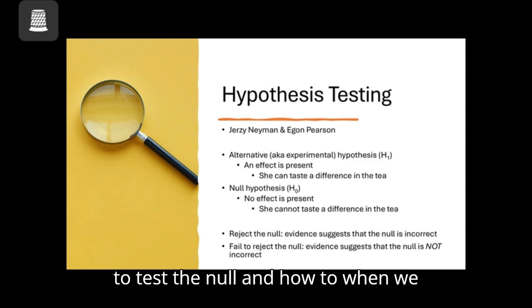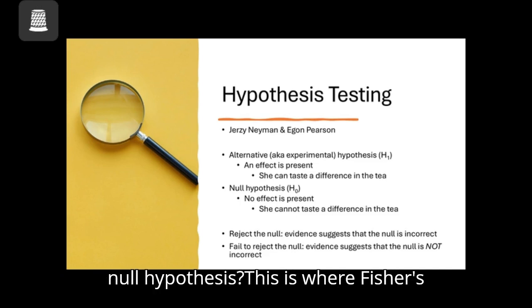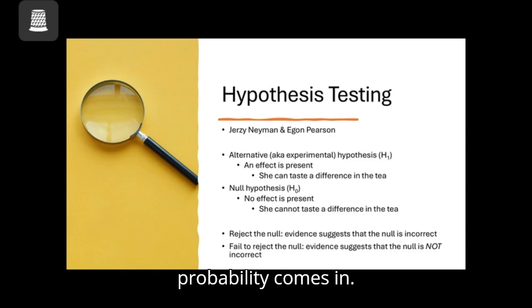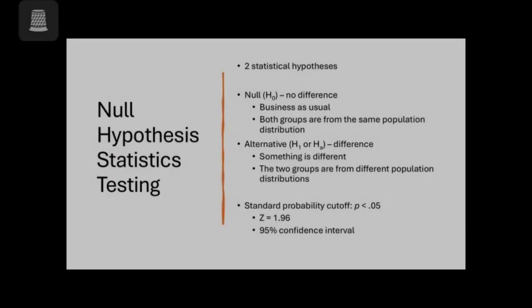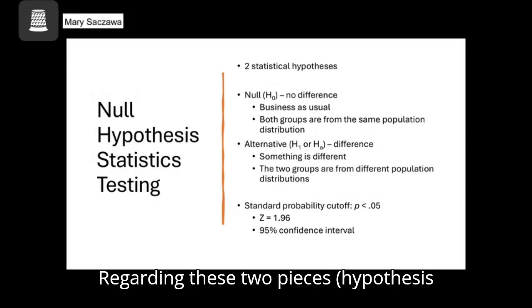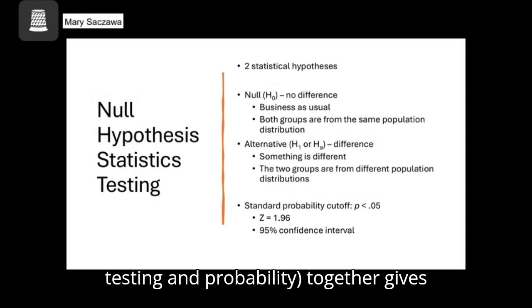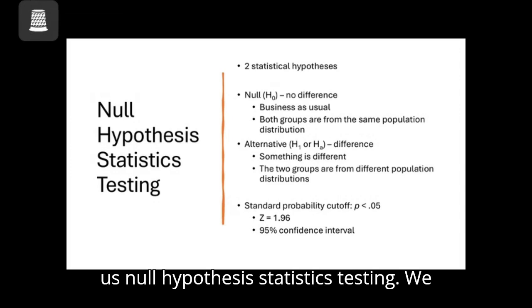The problem is that this two hypothesis method doesn't actually give us any hard and fast rules about how to test the null and when we reject it or fail to reject it. What level of evidence do we have to have in order to reject or fail to reject the null hypothesis? This is where Fisher's probability comes in. Putting these two pieces, hypothesis testing and probability, together gives us null hypothesis statistics testing.